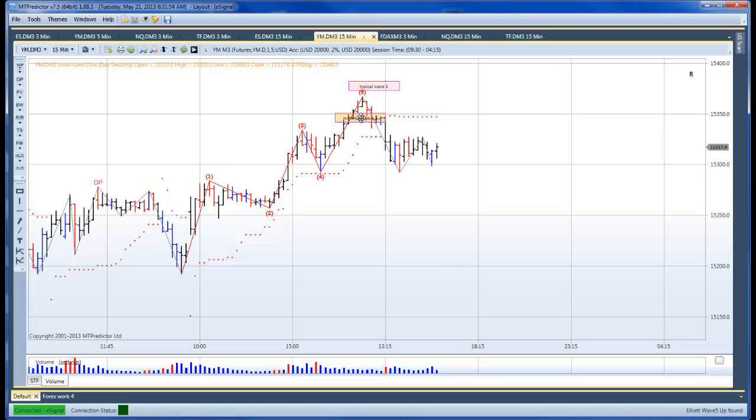And that's perfectly acceptable. So these are the two exceptions that I tend to suggest: you want to either be at larger degree support or resistance, in this case resistance, or at the end of a 5-wave sequence on the chart you're taking.